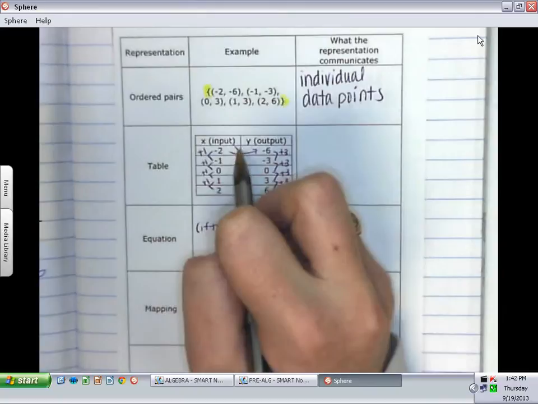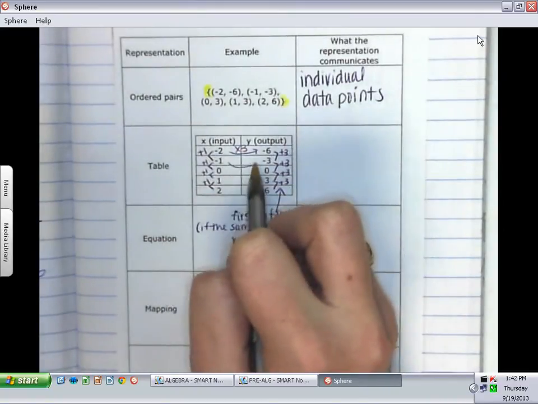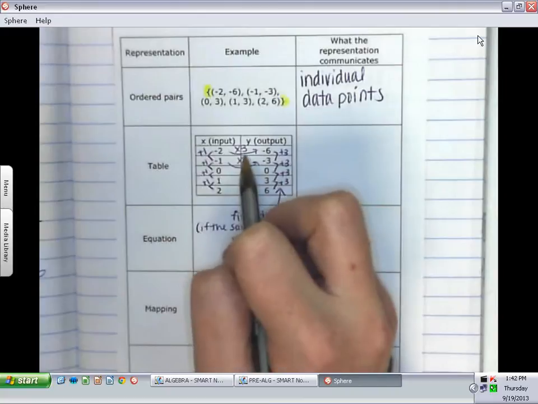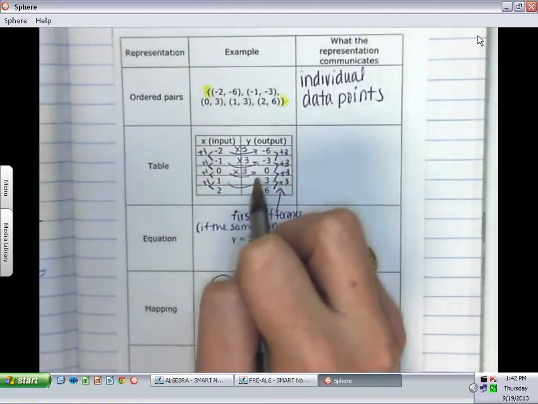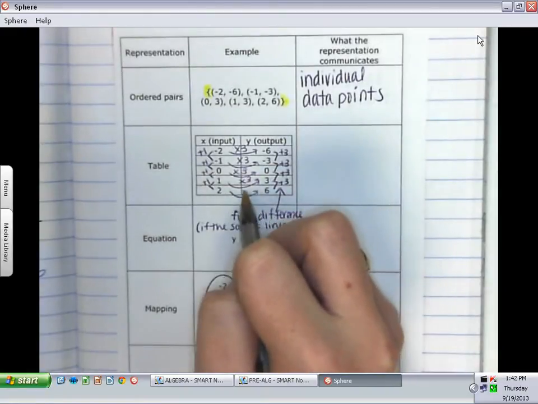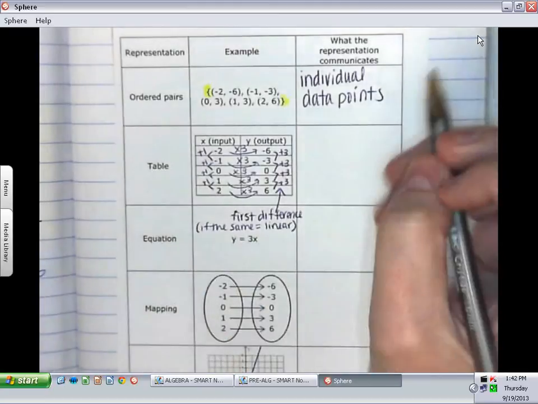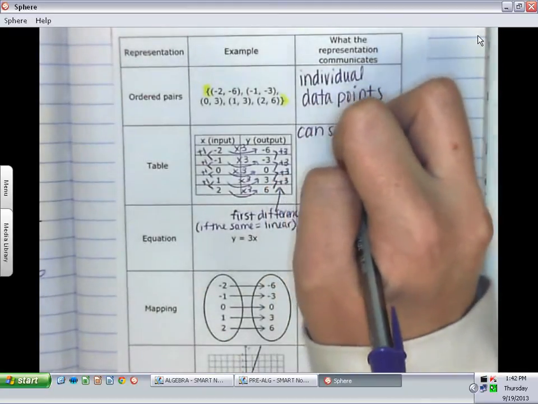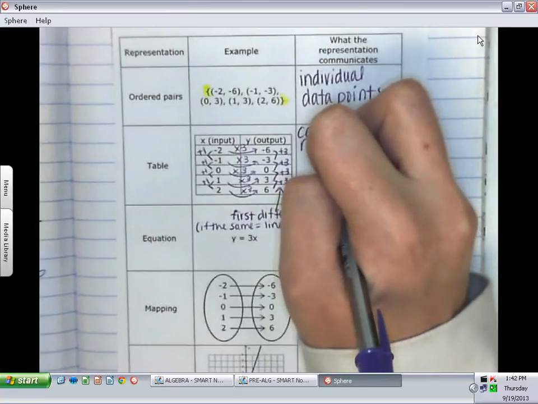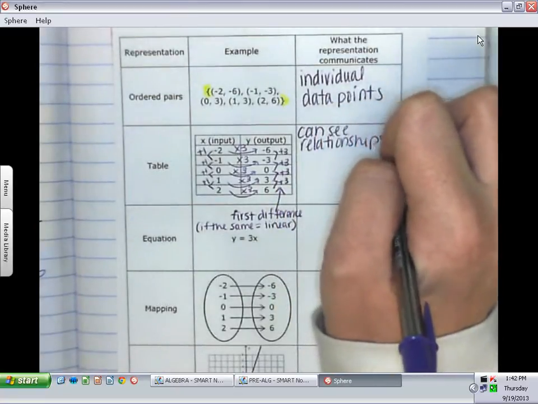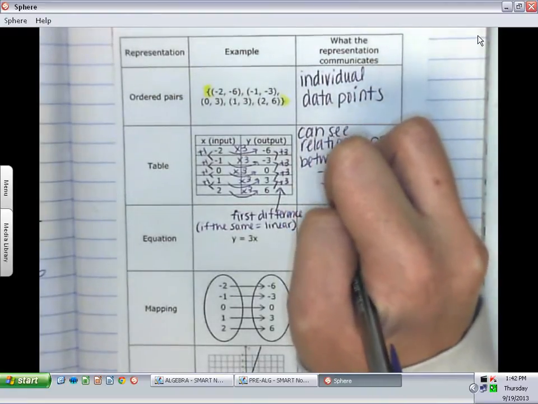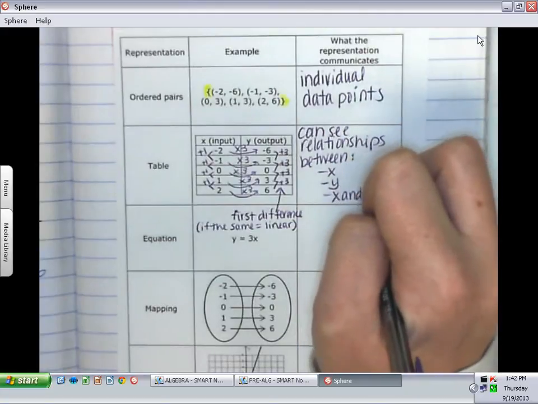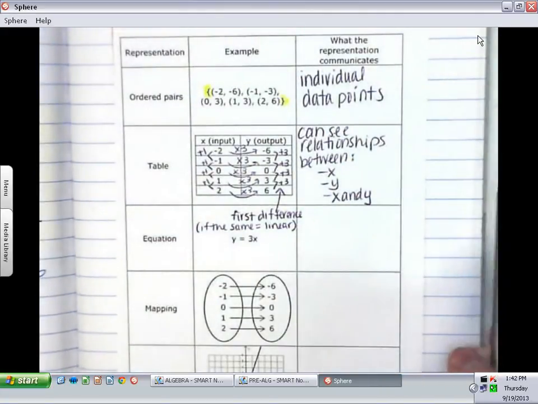Negative 2 times 3 is negative 6. Negative 1 times 3 is negative 3. 0 times 3 is 0. 1 times 3 is 3. And 2 times 3 is 6. So the data in the table shows us relationships between X, Y, as well as X and Y.